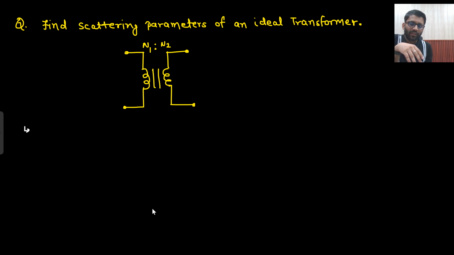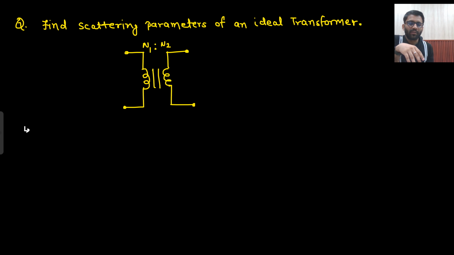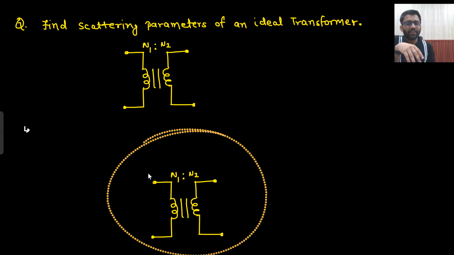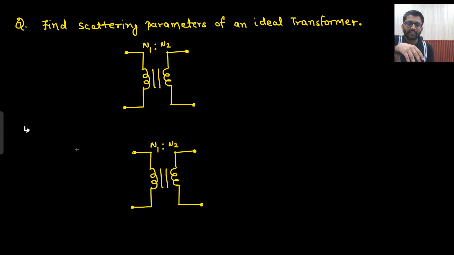What we are going to do? We are going to introduce... We will take this diagram, and then we are going to introduce some transmission line of impedance Z naught. That impedance will be mentioned actually in the examination, but here it is not mentioned because you will understand that the impedance will not come into action.